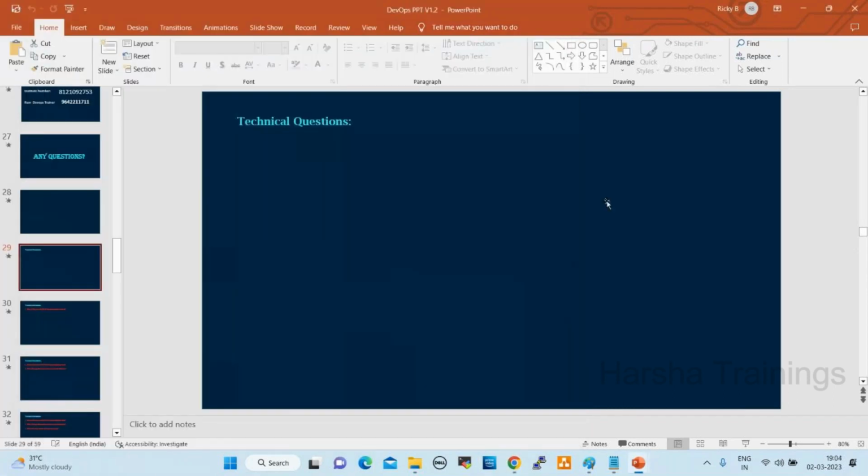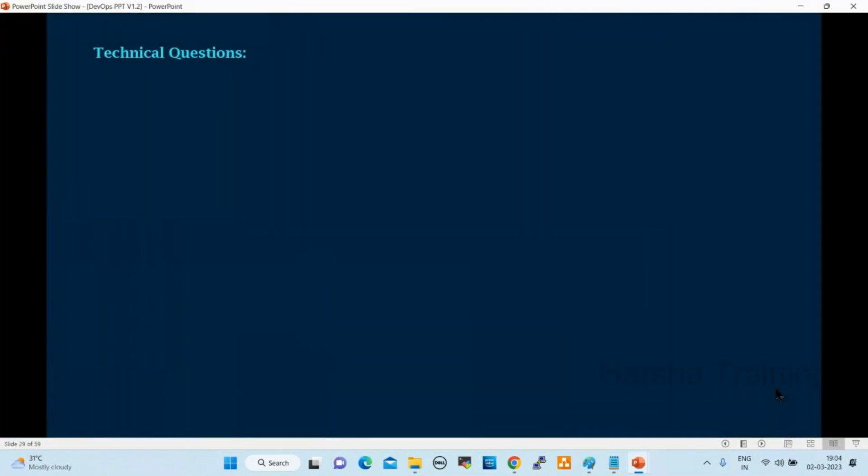So I collected some technical questions which are very, very important. Before going to the sessions, we need to understand this. We need to clear these questions, right? So technical questions. The first question here is, what is the use of AWS and DevOps at industry level? So what is the use of AWS? What is the use of cloud? Anyone having any idea?